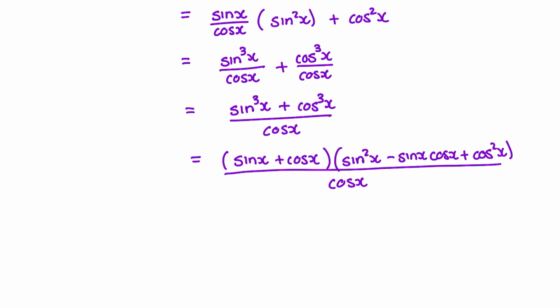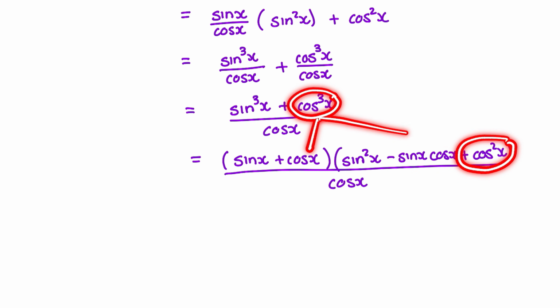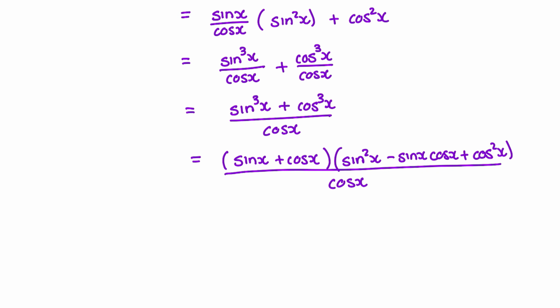So let me quickly remind you how we factorize a sum of cubes. In our first bracket, we take sine x plus cos x without the exponents. Then in our second bracket, our first term would be sine squared x because we already took out one sine x. And our very last term would be cos squared x because we already have a cos x in our first bracket. Remember that the last term in this bracket will always be positive.